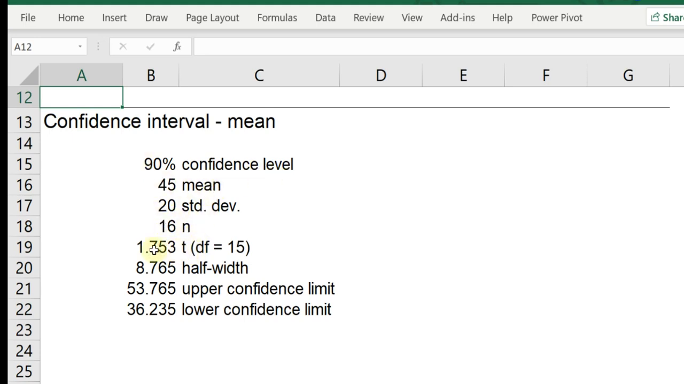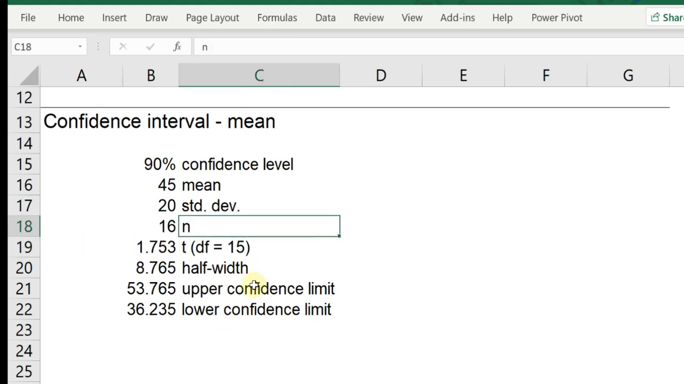The t, remember in part D of the exercise, it says, what's your t score? This is the answer to that. t is 1.753. The degrees of freedom, df, is sample size minus 1, so 15. So MegaStat is saying that it's found this t score using the 15 degrees of freedom and based on the 90% confidence level.